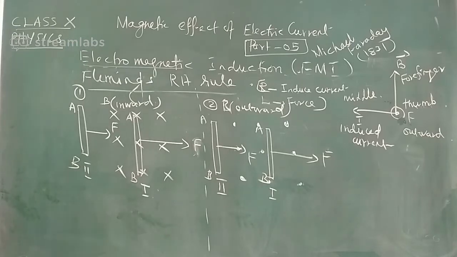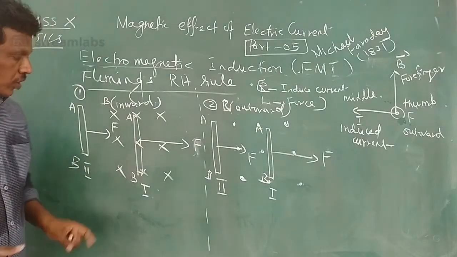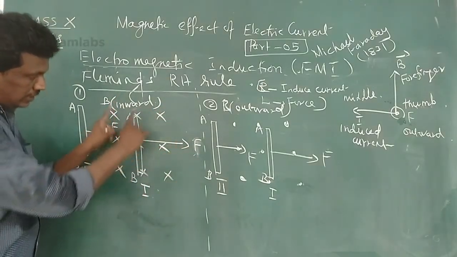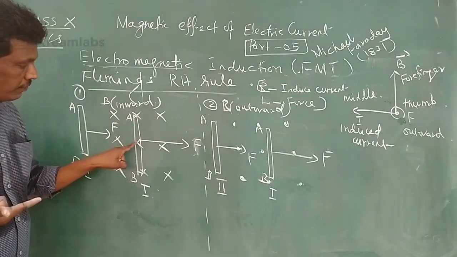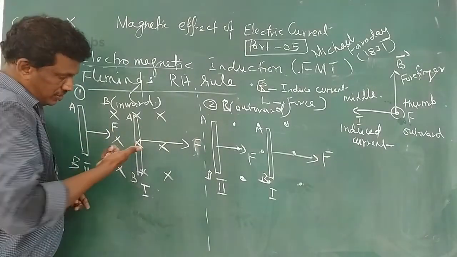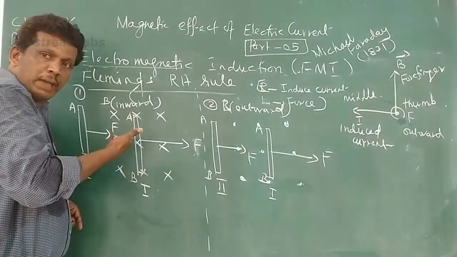Okay. I think some of you tried. I hope you noted it. Let me check the answer. First part, I am talking only about this. Where is the magnetic field? Inward. Okay. Where is the magnetic field? Inward, towards the board, into the board. For you, into the page of the paper.